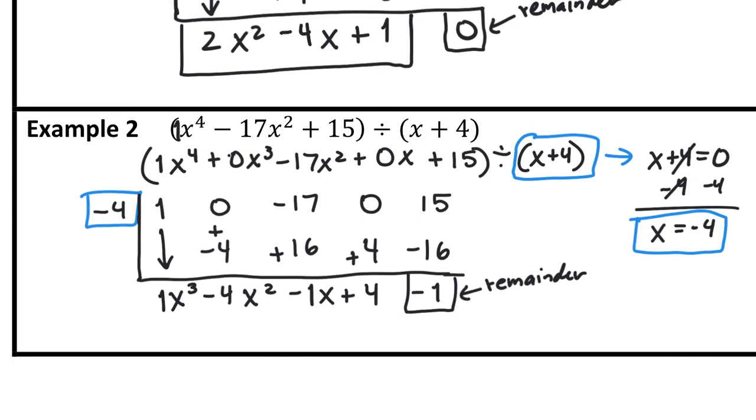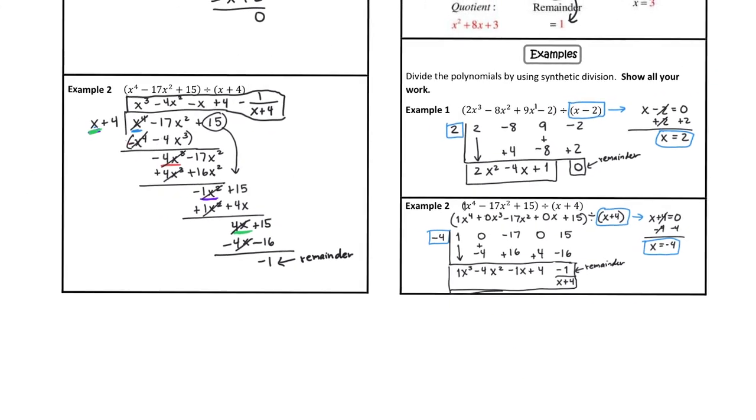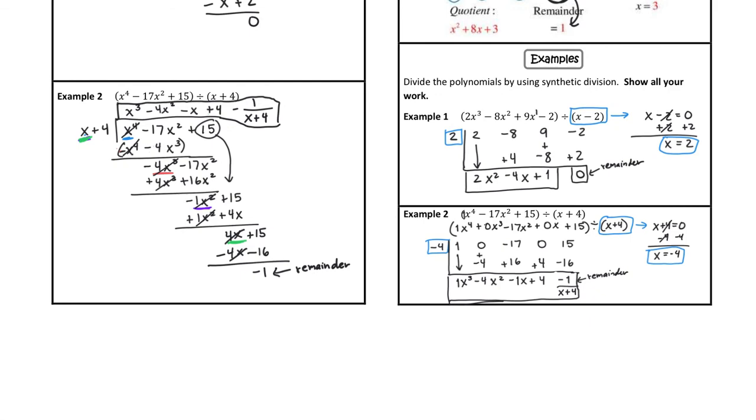And then this remainder here that I boxed is going to be divided by the x plus 4 that we started with over here. So this is my answer. So let's compare again. Let me zoom out so we can see both example 2s.